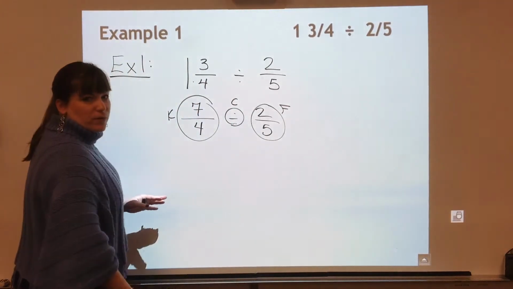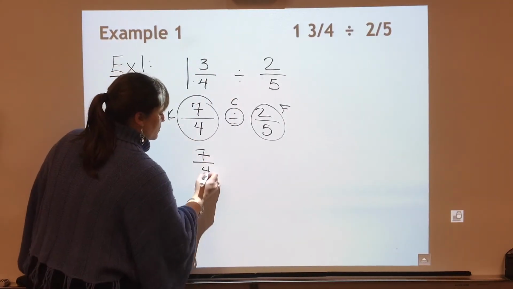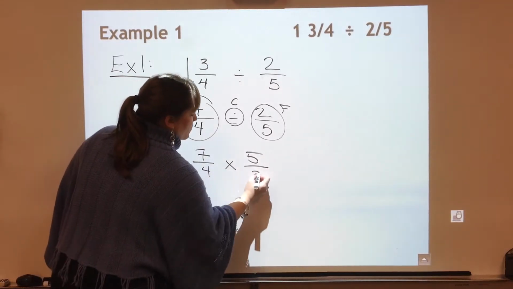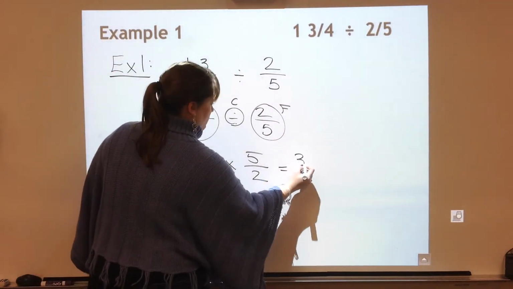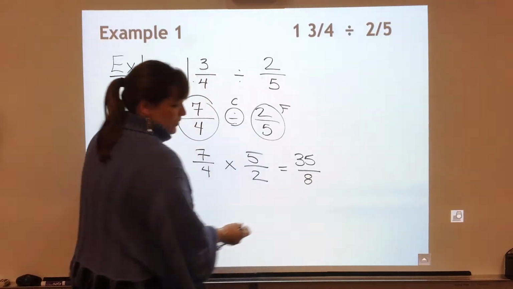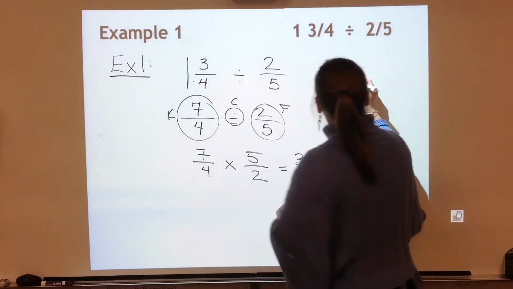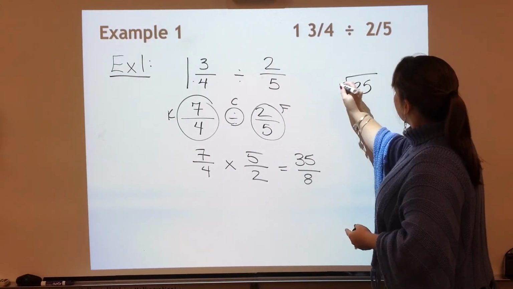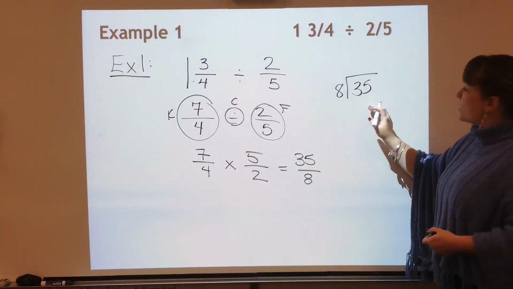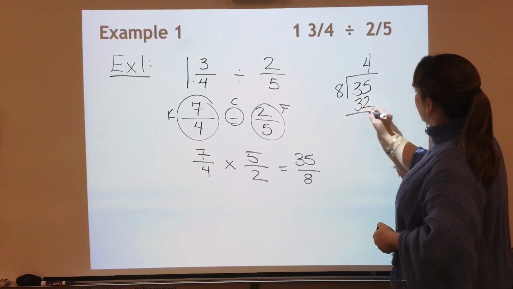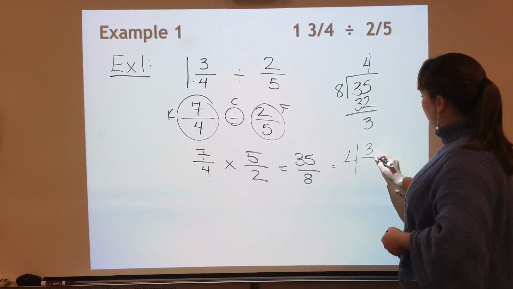This is especially important because if you start flipping beforehand, you could make some mistakes. So 7/4 times 5/2. There is nothing I can do to simplify this down more, so I'm just going to multiply across and get 35/8. Now I have to divide that improper fraction to get a mixed number. So 35 is close to 32, so I'm going to do 8 times 4 and get 3 left over, which means my mixed number is going to be 4 3/8.